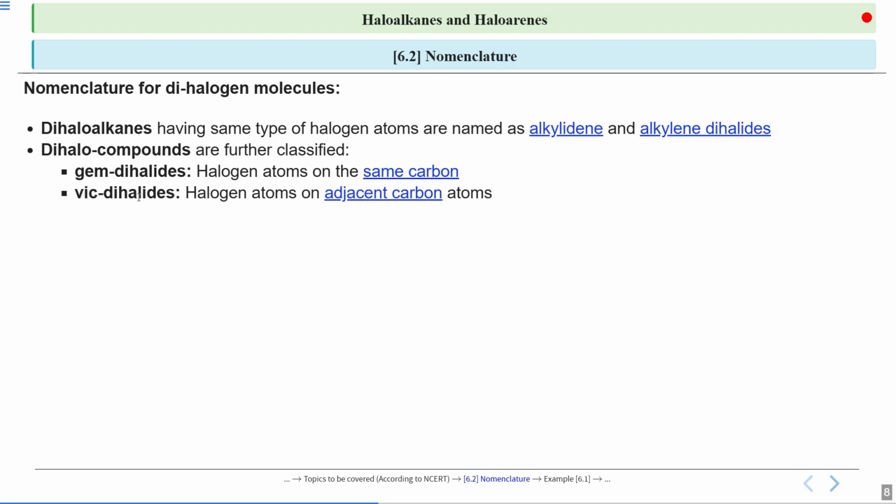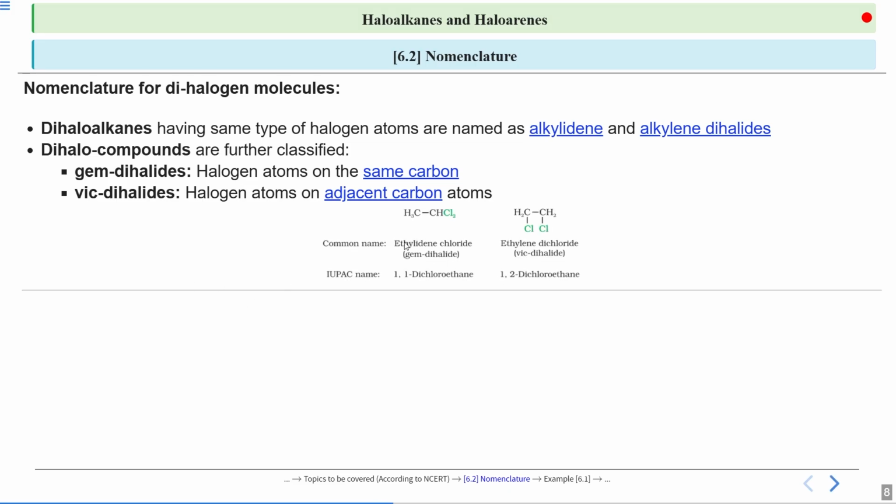Then comes the vicinal dihalides. In these, halogen atoms are connected to adjacent carbon atoms in the structure. So when halogen atoms are present on adjacent carbon atoms, we call it a vicinal dihalide.